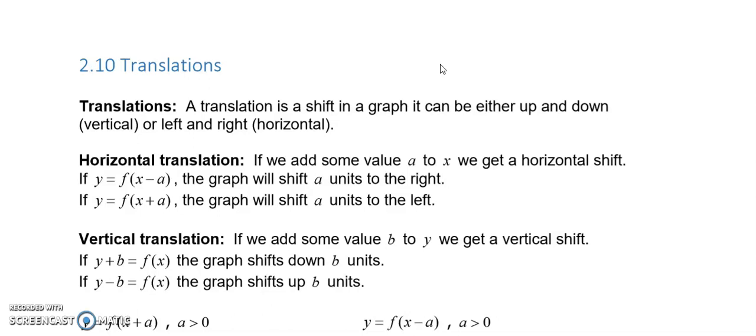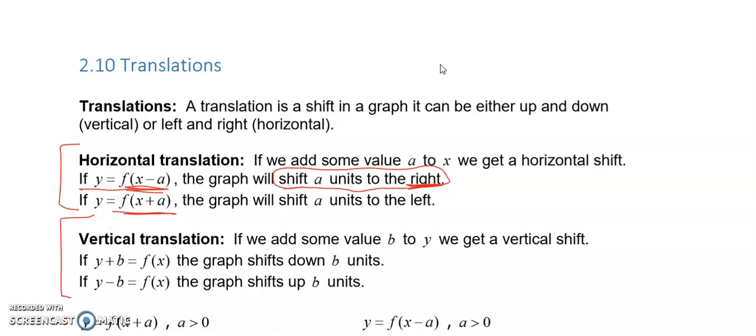So what would we have to do to an equation to actually get it to move? Well, the actual rules are listed right there on page 37 in your notes. The first rule says if you replace x with x minus a, the graph will actually shift a units to the right. Now, that might be the opposite to what you expect. You might expect that subtracting a number from x should move it to the left, but it doesn't. It actually moves it to the right. It's the opposite to what you might expect.